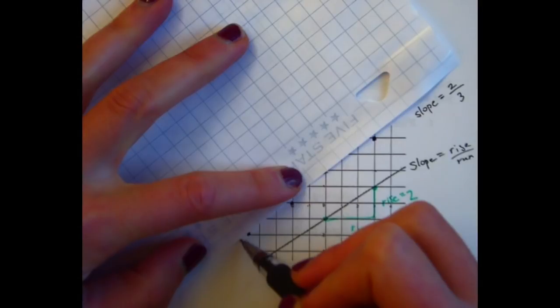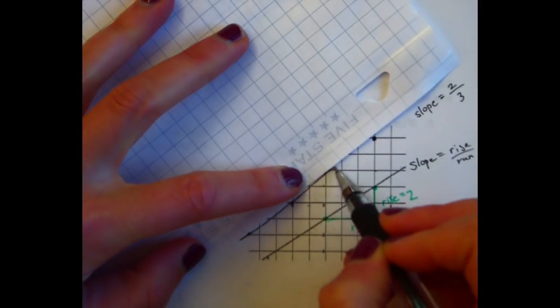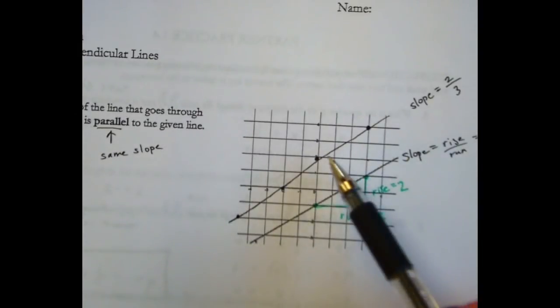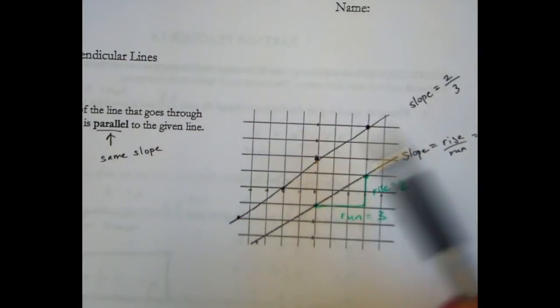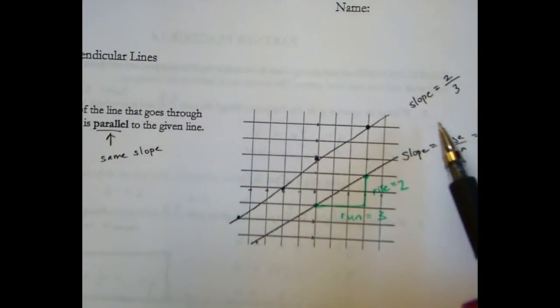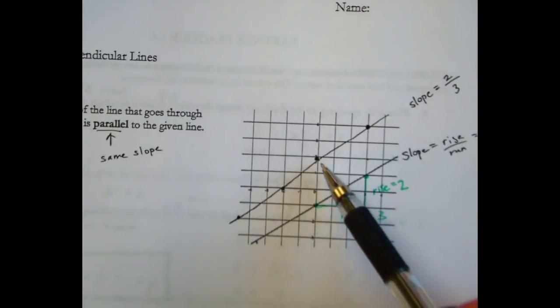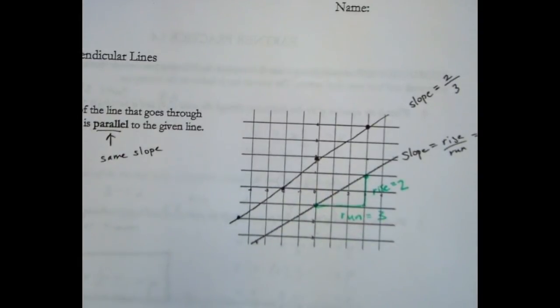Okay, so now that I have my parallel line, I could just visually figure out the equation. So I can see the y-intercept is positive 2. I already know the slope is 2 over 3 to put together my line. I'm also going to show you a different strategy to figure out the equation in the case that you don't have a visual representation.